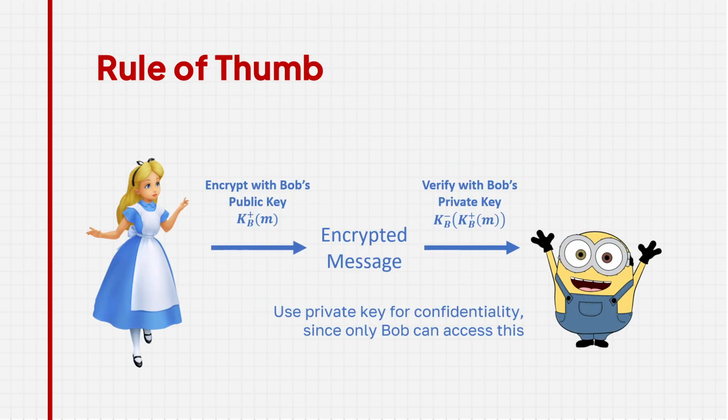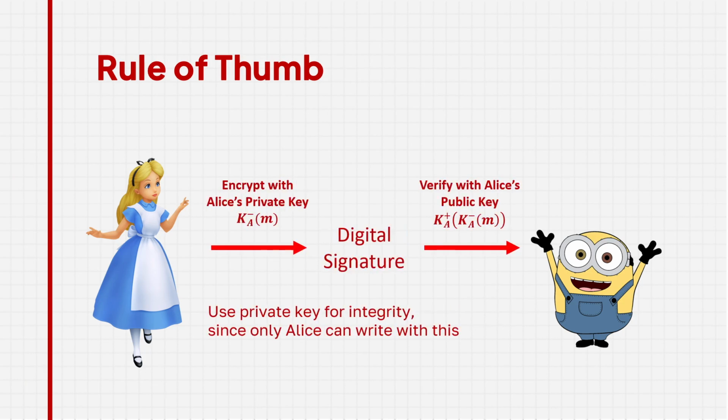So, rule of thumb, when you want to send a message to someone, in order to encrypt it so that someone else cannot access it, you encrypt with the recipient's public key so that the recipient can just decode with their private key. But in order to verify your authenticity, you will have to encrypt some form of a message. Usually we use the hash digest. So we encrypt it with your private key so that everyone else can just verify it against your public key.